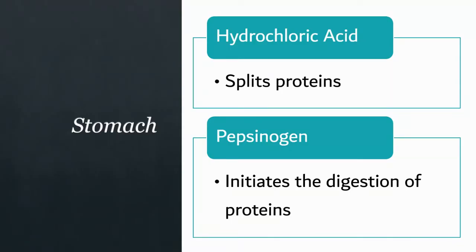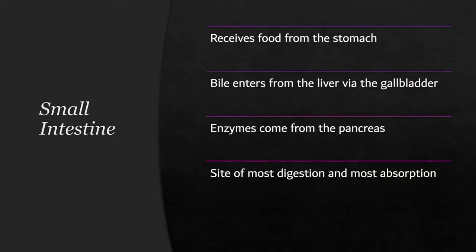The hydrochloric acid secreted by the parietal cells splits proteins. Pepsinogen, which is produced by chief cells, initiates the digestion of proteins. Food passes from the stomach to the small intestine. Bile enters the small intestine from the liver via the gallbladder. Enzymes enter from the pancreas. The small intestine is the site of most digestion and most absorption.